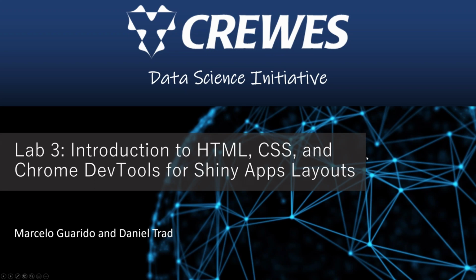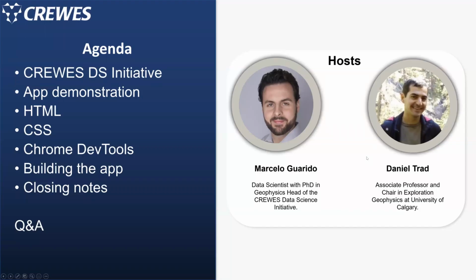So just for the agenda of today, we're going to be talking about what is the Cruise Data Science Initiative. We're going to go with the app demonstration. So it's going to be just a continuation of the app that you created on the previous lab, lab 2. And then we'll talk about what is HTML, CSS, the Chrome DevTools. Then we are going to build the app. In this case, we're going to be changing our CSS file in the R Markdown to create a better visual app.